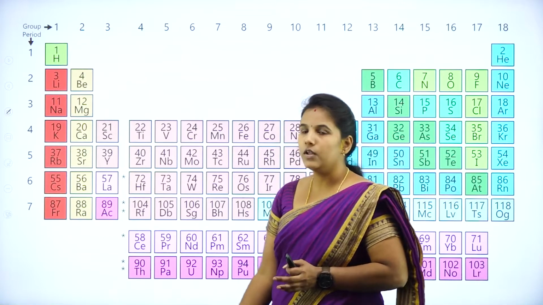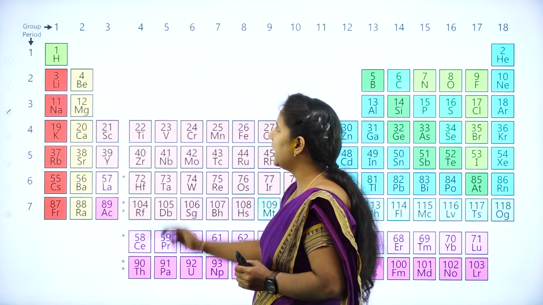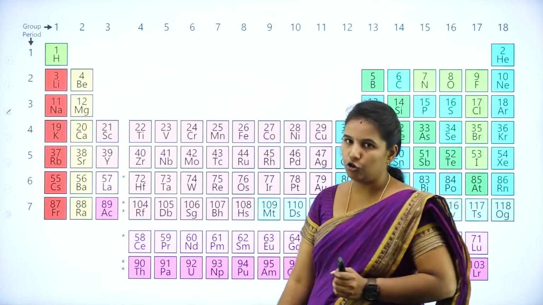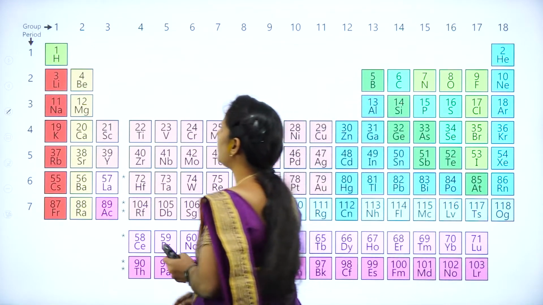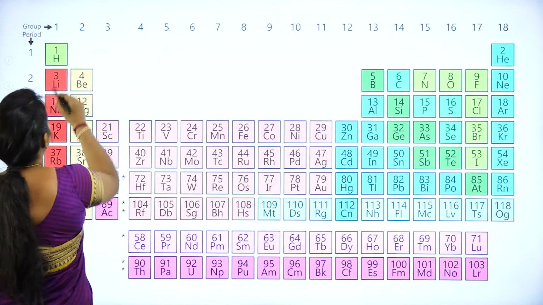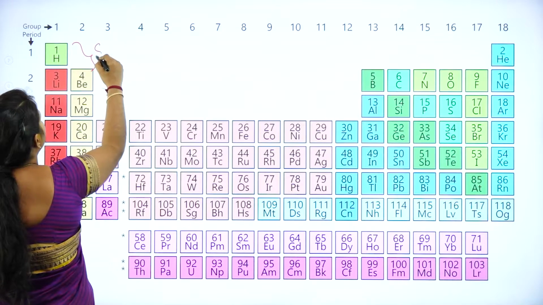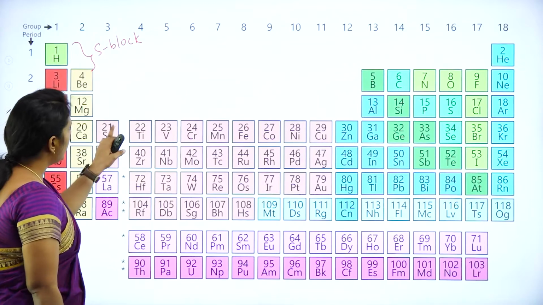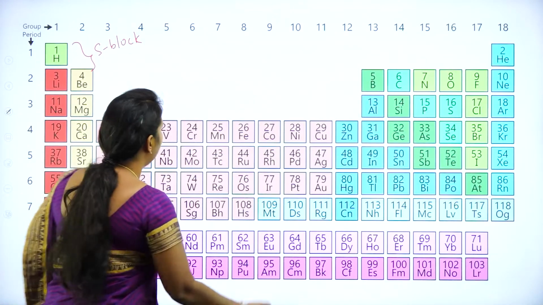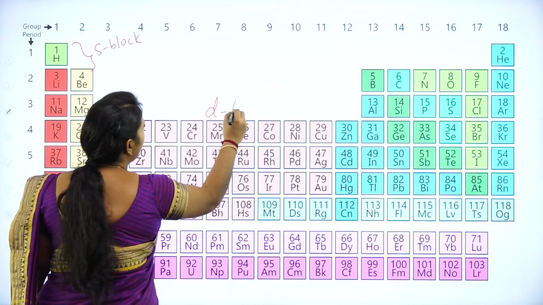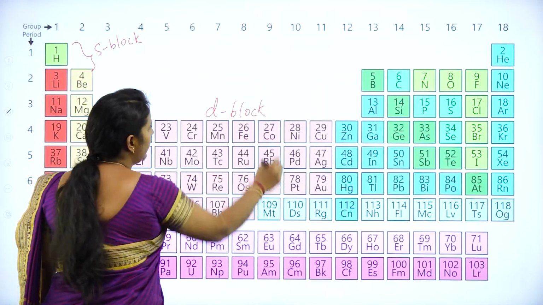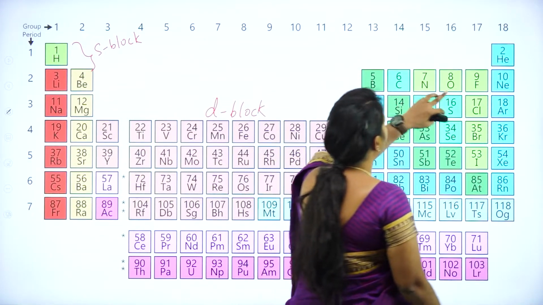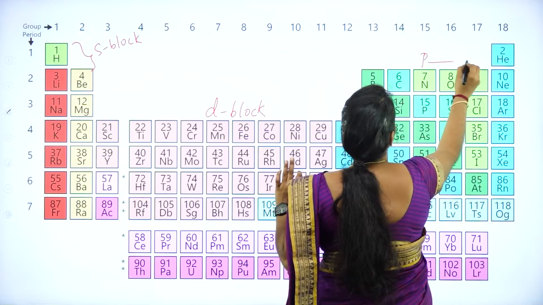It consists of 7 periods and 18 groups. We are familiar with group 1 and group 2, which together are known as S block elements. And again we have groups 3 to 12, known as D block elements. And groups 13 to 17, they are known as what?